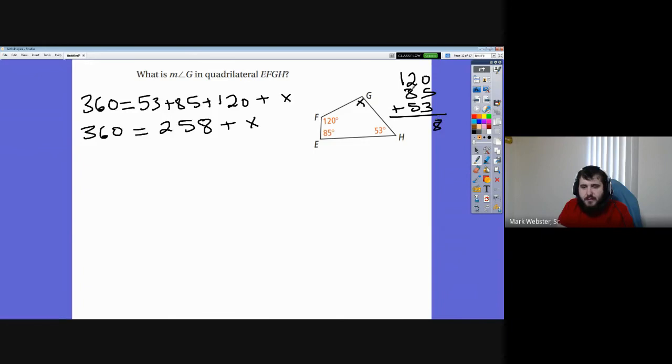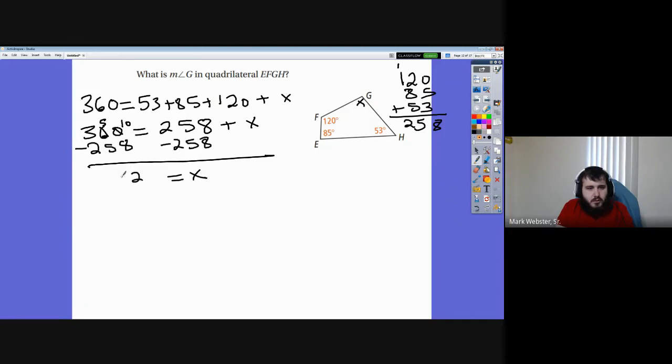Five and 3 is 8. 2 and 8 is 10. Plus 5 is 15. 258. Always write it out. Mental math is difficult. Our brains are not specially wired for it. We're not supposed to do too many things at once. So, right, 102, 258 plus 102 is 360. So this is the measurement of angle G.